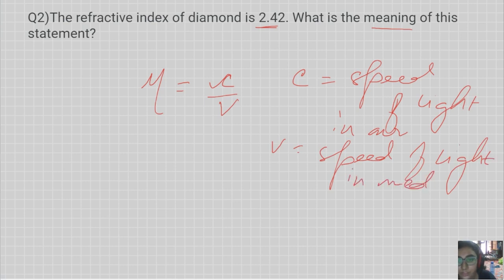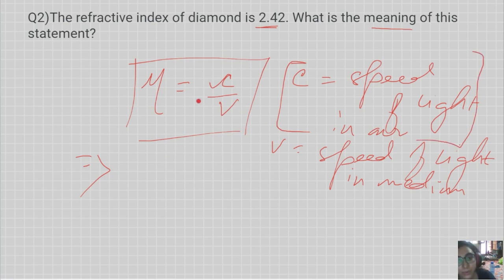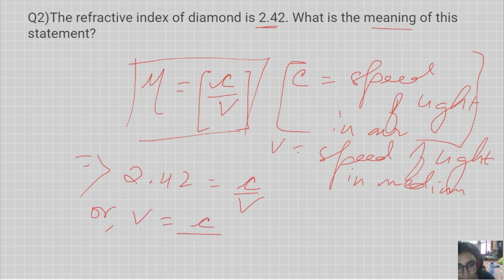So basically, how do we know that absolute refractive index? Absolute refractive index means the actual refractive index, right? Because we are comparing it with the speed of light in air, and this is a constant, right? So basically this is a ratio of the speeds. So what we can say is that when we talk about the refractive index of diamond is 2.42, so for example 2.42 equals c by v, or v equals c by 2.42.